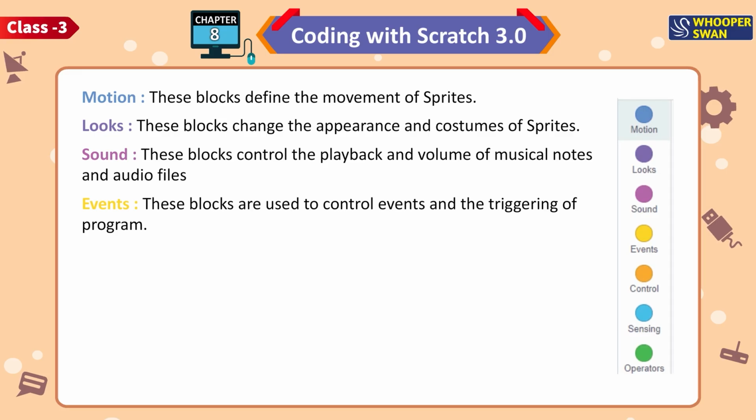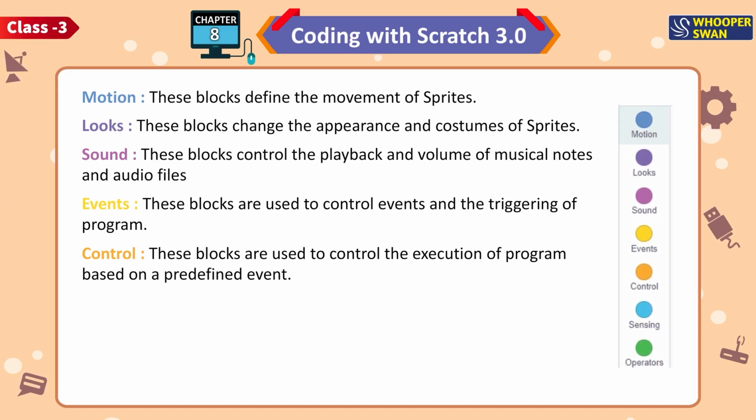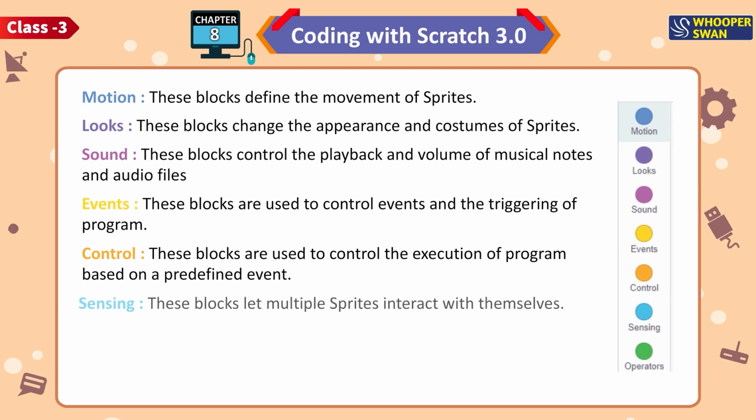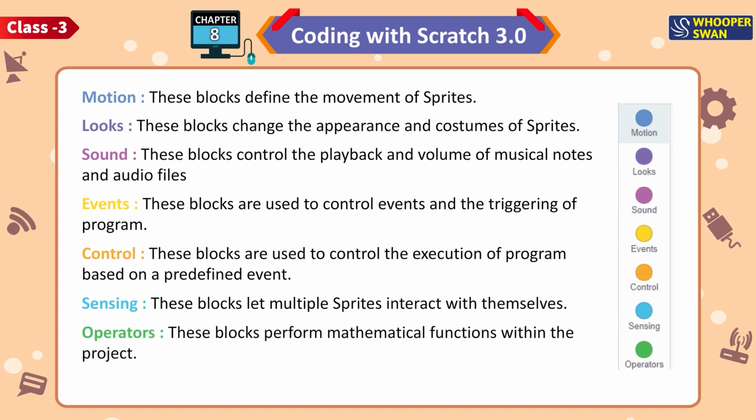Events. These blocks are used to control events and the triggering of program. Control. These blocks are used to control the execution of program based on a predefined event. Sensing. These blocks let multiple sprites interact with themselves.